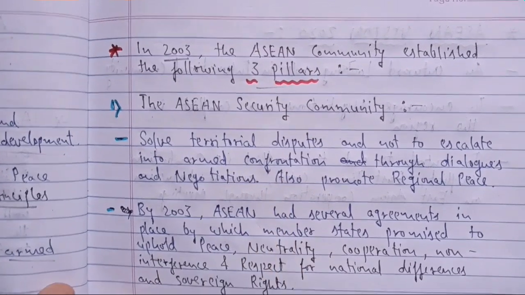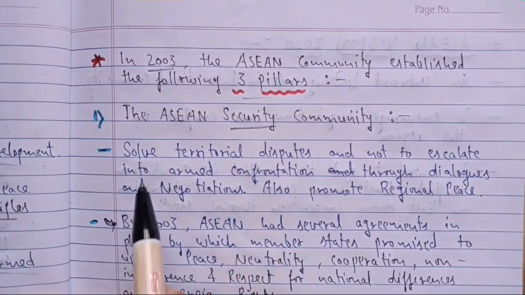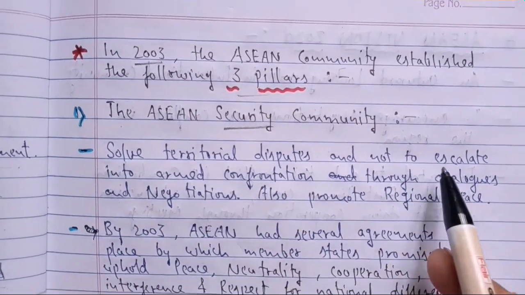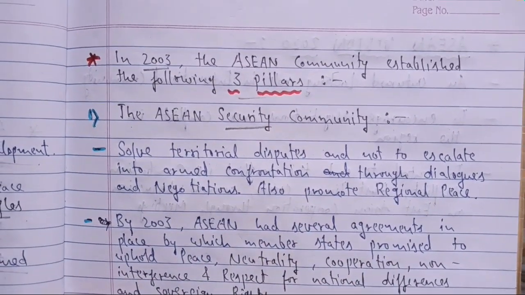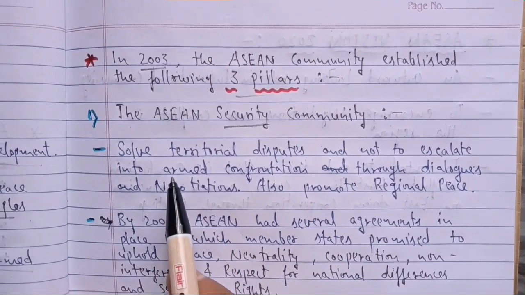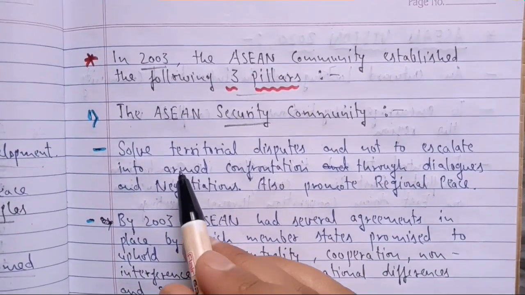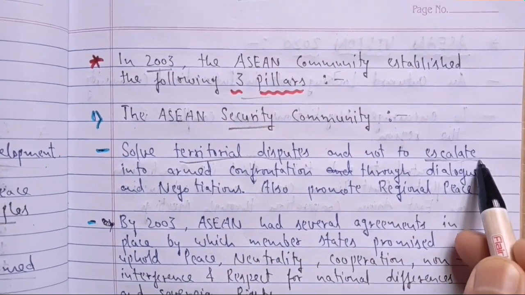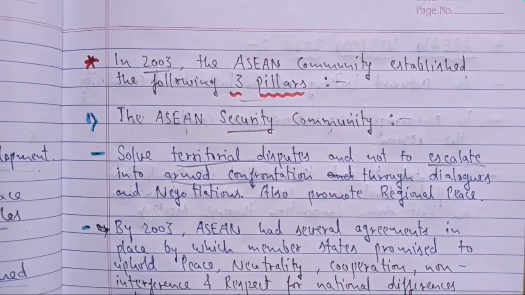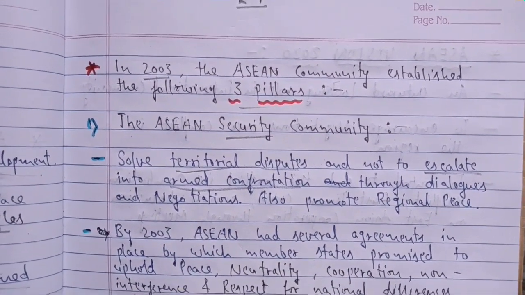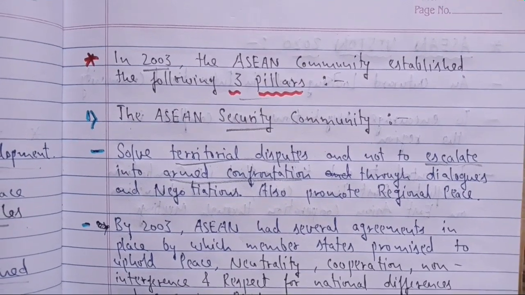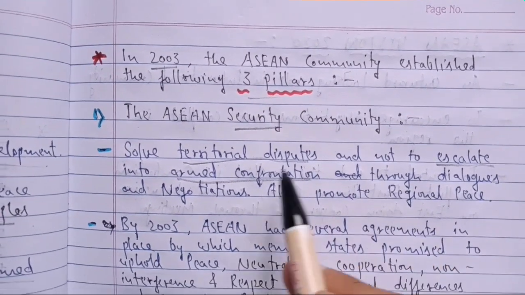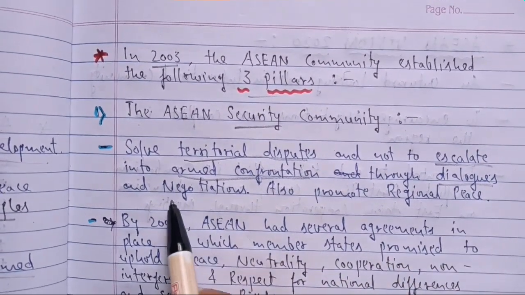So what was the purpose of this pillar? Security. This was the main one. The points under this are: solve territorial disputes and do not escalate into armed confrontation. In the past points I have already told you that they had a strategy and coordination with each other, that they will not fight over territorial disputes. They will not escalate this dispute or argument into an armed confrontation, meaning into a real war, use of arms and ammunition against each other. The differences and territorial disputes between these 10 member states, they will solve through dialogues or negotiations.